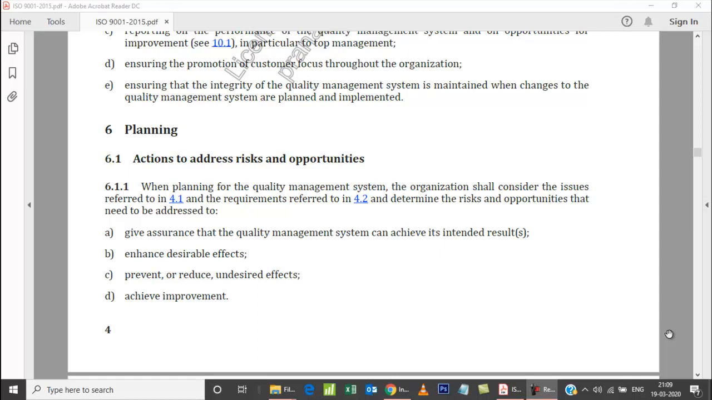And determine the risks and opportunities that need to be addressed to: A. Give assurance that the quality management system shall achieve its intended results. B. Enhance desirable effects. C. Prevent or reduce undesired effects. D. Achieve improvements.